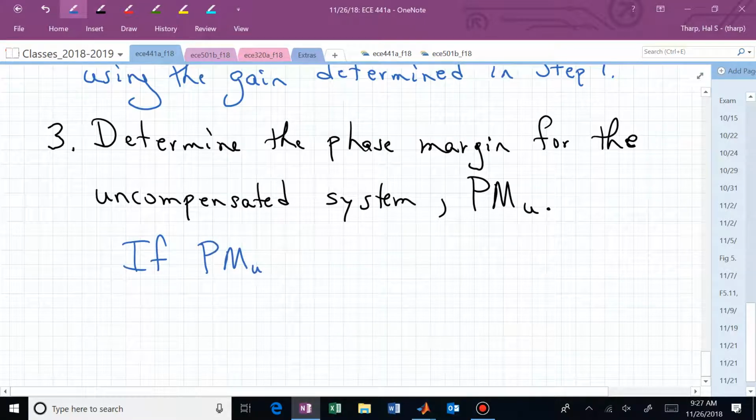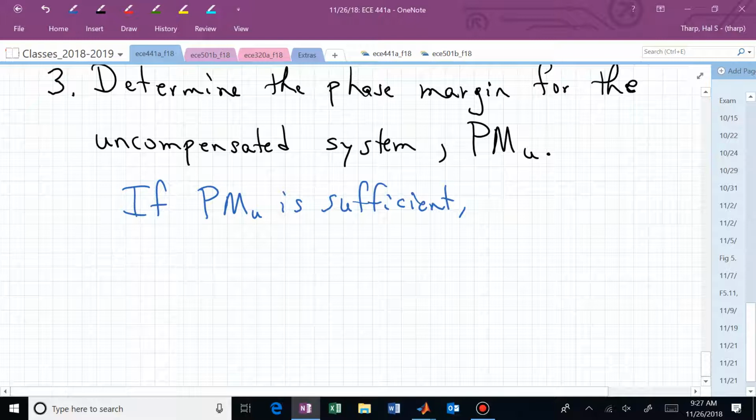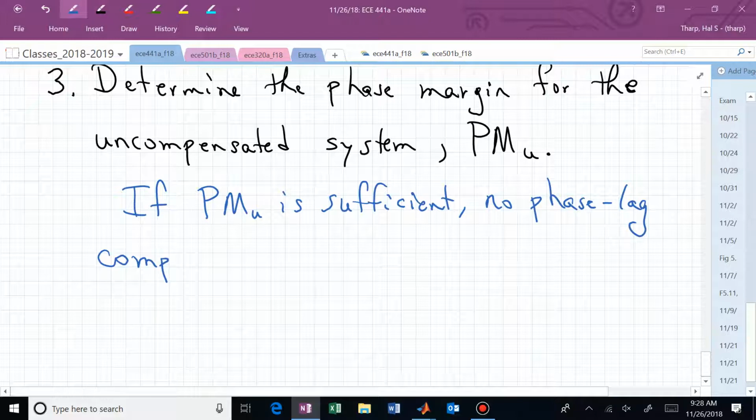If PM sub U is sufficient, then what do we do? We go to the kitchen and bring out a snack. We're finished. We can kick back. We can watch, listen, maybe have a distraction for a few minutes. We're done with this problem. The phase margin is satisfied. So if phase margin uncompensated is sufficient, we really don't need to introduce any poles and zeros from a phase lag controller. No phase lag compensator or controller is needed.